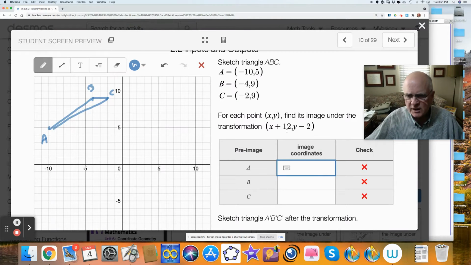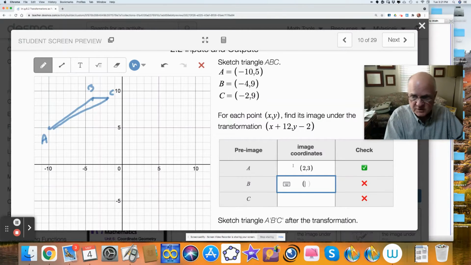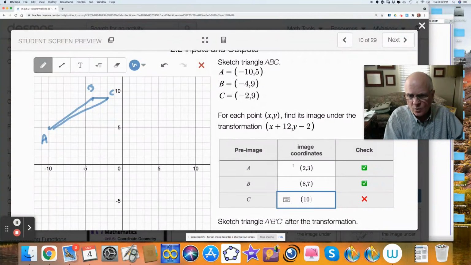So for whatever the x value was, we're going to add 12 to it. Negative 10 plus 12 is 2. And for whatever the y value is, we're going to subtract 2 from it. So 5 minus 2 is 3. Okay. Now we'll do the next one. We have negative 4 plus 12 is 8. 9 minus 2 is 7. We have negative 2 plus 12 is 10. 9 minus 2 is 7.